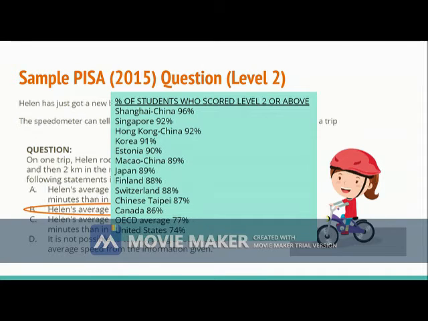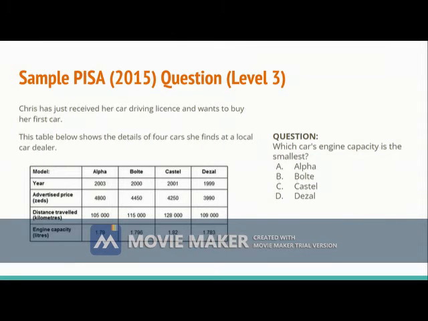So this is a level 3 question. This question is tricky to a lot of 15-year-olds. This is actually the question which 20% of the top nations got wrong. Chris has just received her car driving license and wants to buy her first car. This table shows details of the 4 cars which she finds at the local car dealer. Which car's engine capacity is the smallest? I'll give you 1 minute for this.